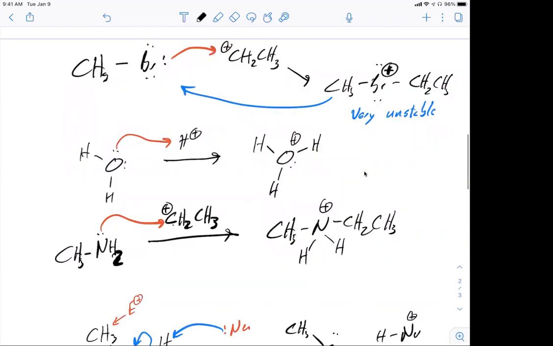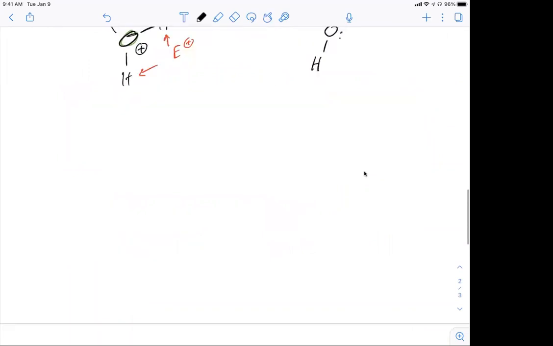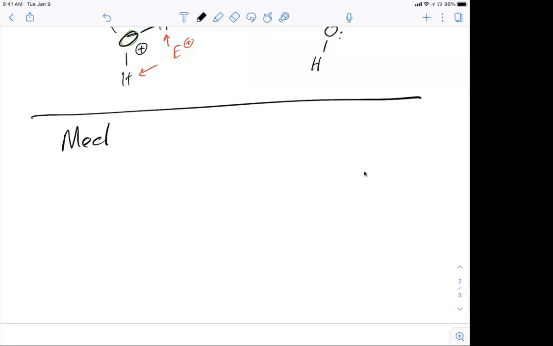Okay, great. All right, now let's look at mechanisms and arrow pushing. One of the really great things that I like about this book, again, I don't like the price, but I do like the fact that they break this down into mechanistic steps.